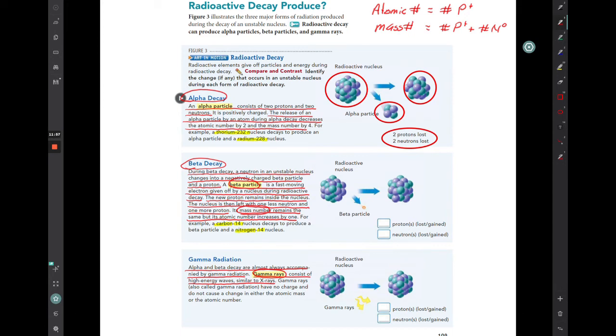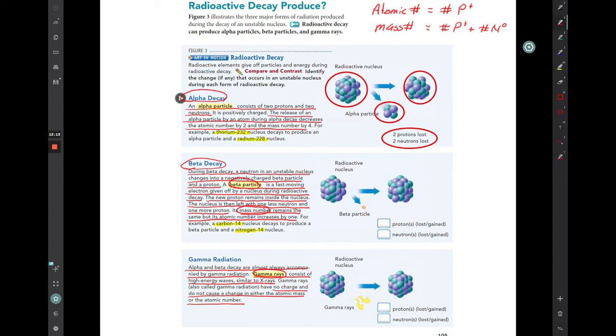There's no charge, so it's not going to change anything. There's going to be no change in the atomic mass or the atomic number. So the atomic number stays the same, the atomic mass stays the same. It's just this energy that is being given off.